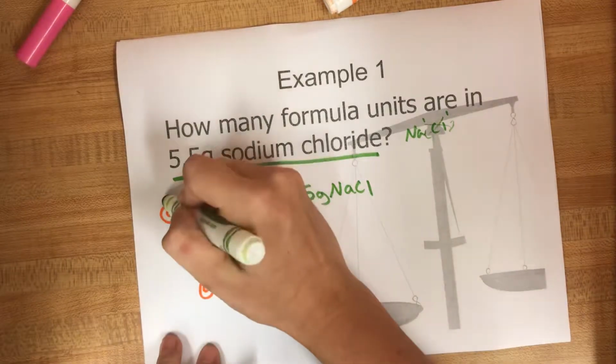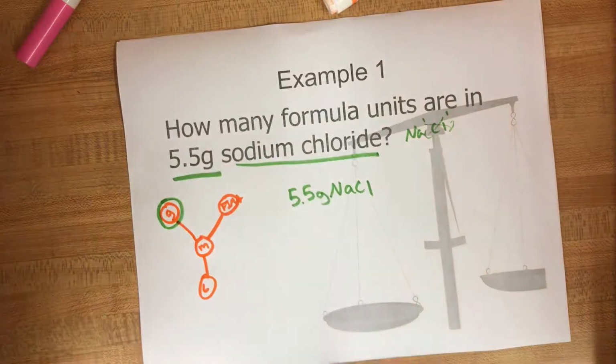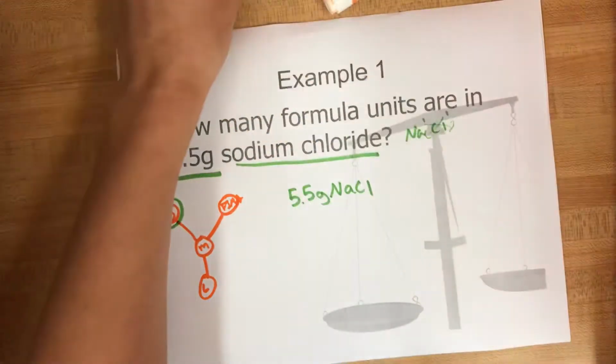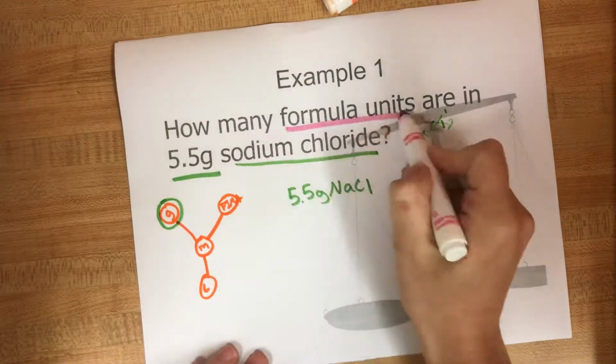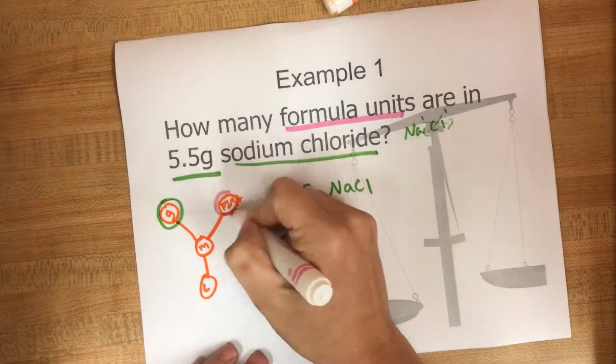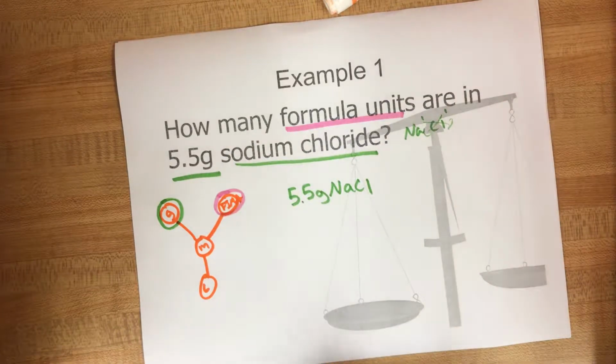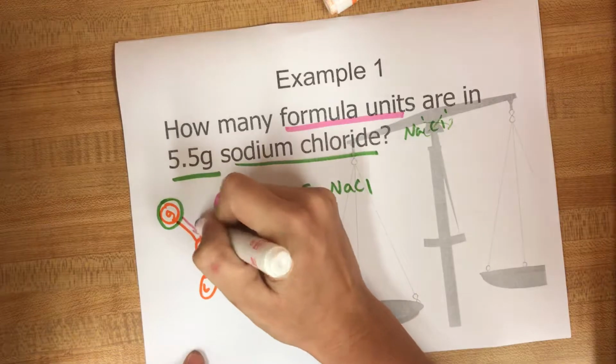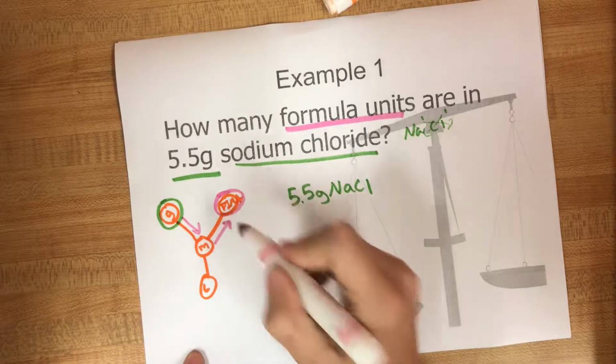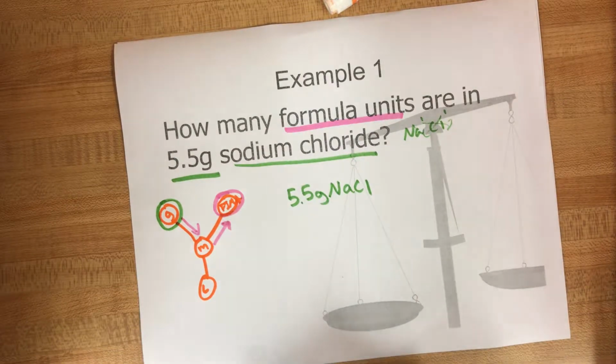Okay, so we're starting at grams. This is where we're starting. It is asking for how many formula units. Formula units is a type of particle, so it's FEMA. So what this is showing you is you have to go from grams to moles and then moles to particles, just like a GPS does in your car and on your phone and stuff.